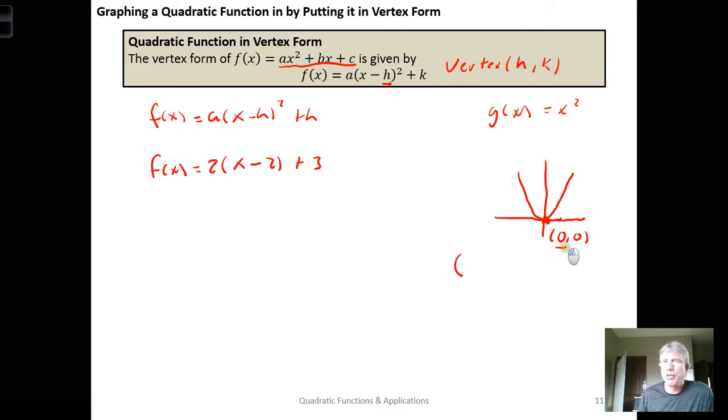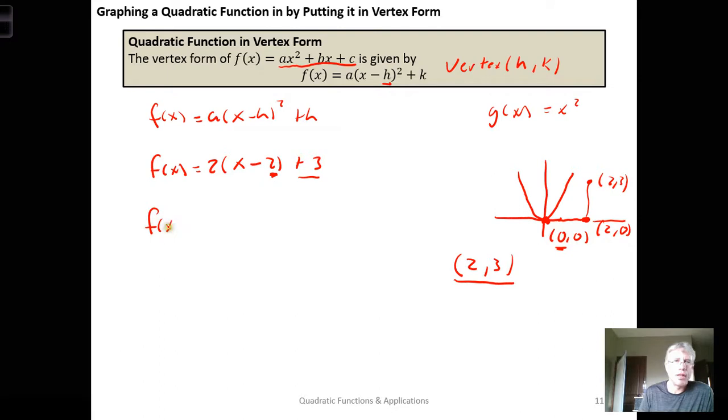So if you move the input variable 2 to the right, you'll get a positive 2 as your new origin location. Move it 2 to the right. And then the plus 3 says take that point and move it up 3 units, and it winds up at the point (2, 3). So you can identify the location of the vertex just by looking at the horizontal shift and the vertical shift that get applied to the origin.